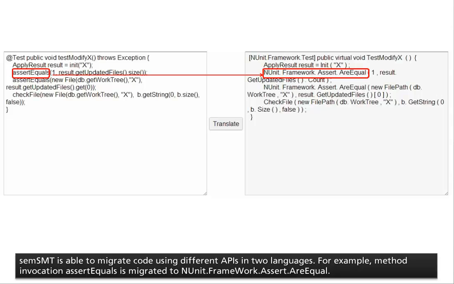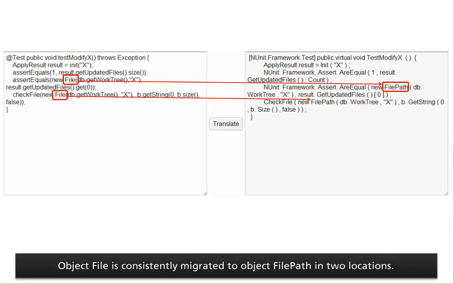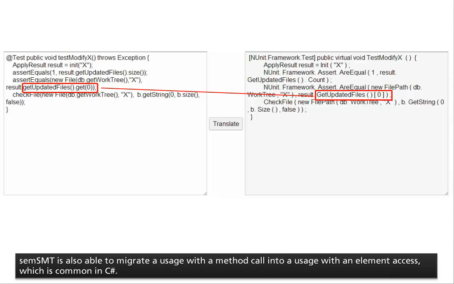For example, method invocation assert equals is migrated to nunit.framework.assert.areEqual. Syntactical types can also be different. The method invocation size in Java is migrated to the access to the field count in C#. Object file is consistently migrated to object file path in two locations. semSMT is also able to migrate a usage with a method call into a usage with an element access, which is common in C#.